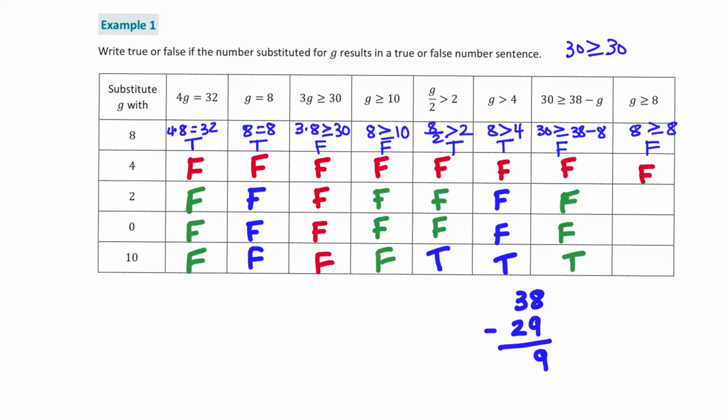Last one. The number that has to be substituted with g has to be more than 8. So we can see that 2 is not more than 8. 0 is not more than 8. The only number that makes it true is 10. Let's write the answers. False, false, and true.